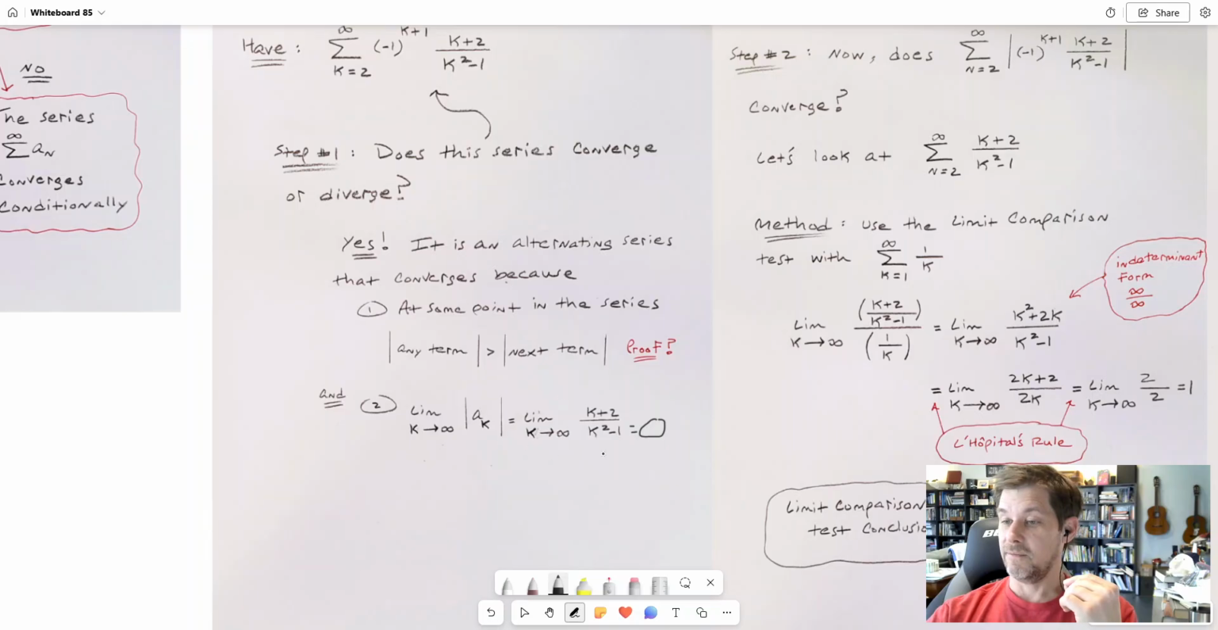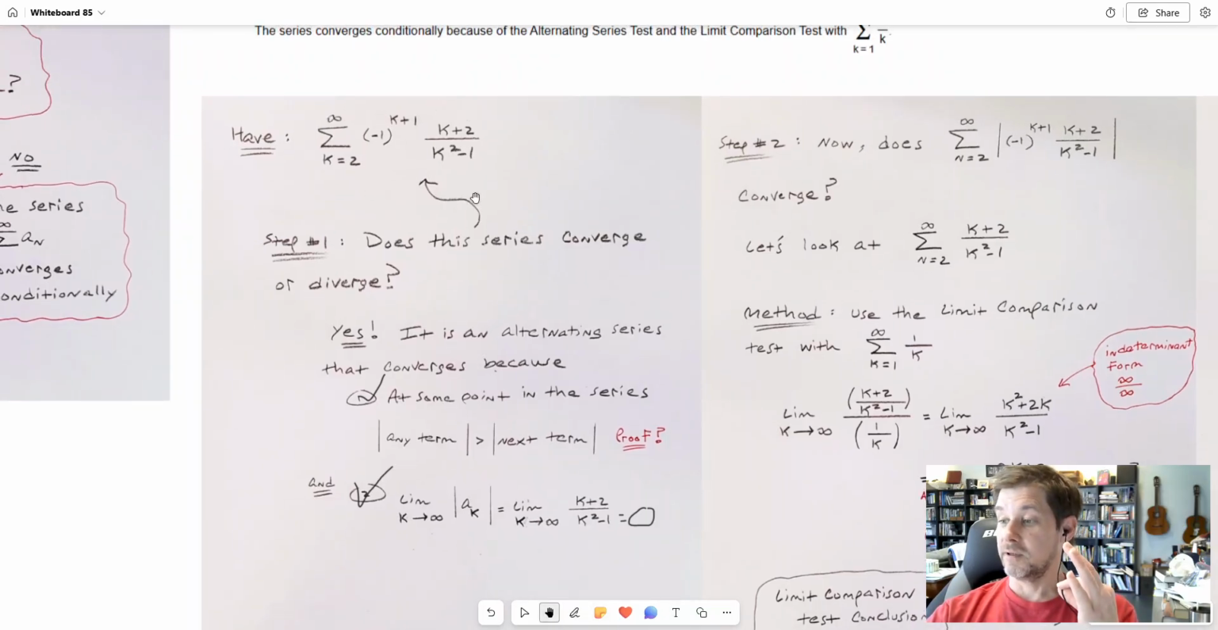The limit of k plus 2 over k squared minus 1 as k goes to infinity is 0. Now, an alternating series will converge if both of these things happen, and they both do. Okay, so that's where we start. This is a convergent series by the alternating series test right there.